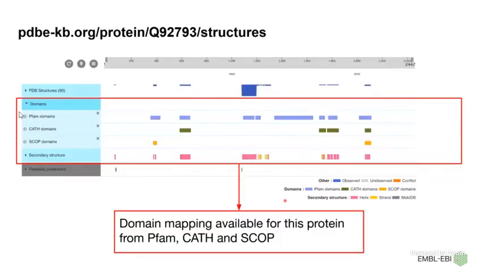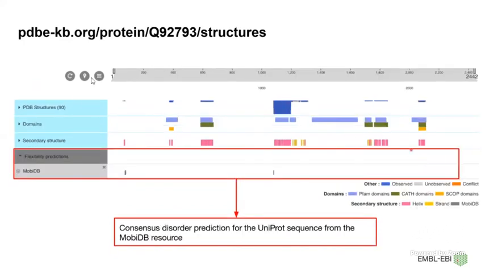You can also see domain information. We have domain information from Pfam, CATH, SCOP, and even InterPro, which is highlighted in this section. In terms of flexibility, we have data coming from MobiDB, which basically gives a consensus disorder prediction for a given UniProt sequence. For more details about our other partners, we will talk about it in the annotation section.